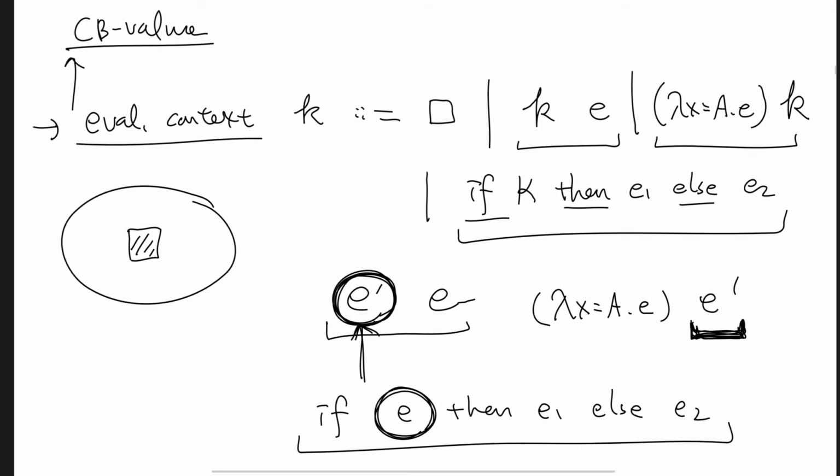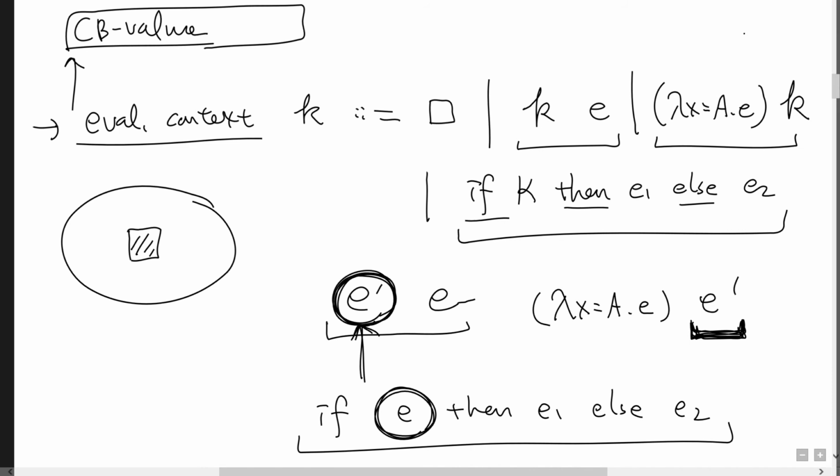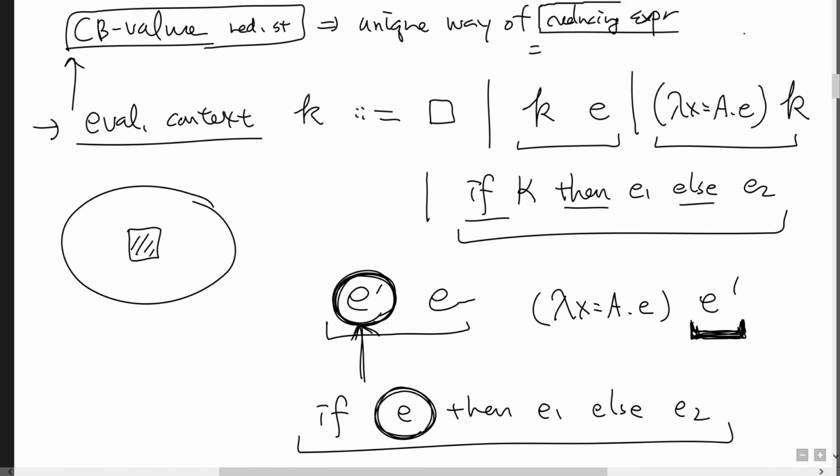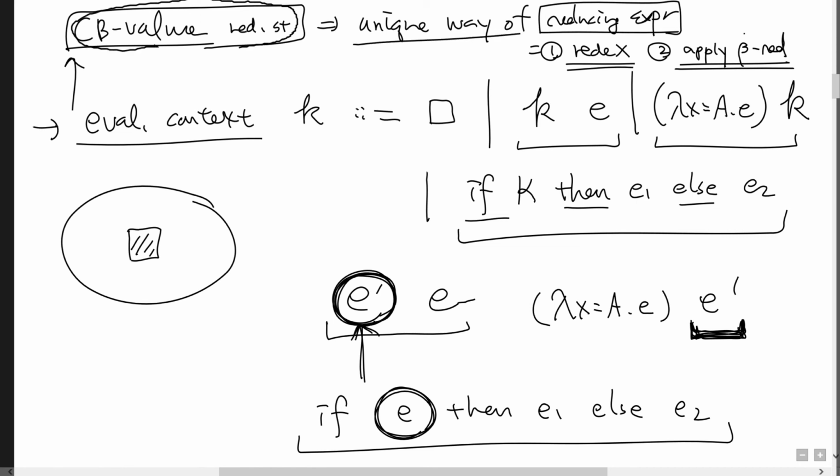So let me summarize again. This call by value reduction strategy tells you a unique way of reducing an expression. But reducing an expression has two parts. First, where is the red x? So you have to first locate the red x and then apply beta reduction to this red x. So that's what this reduction strategy is about.